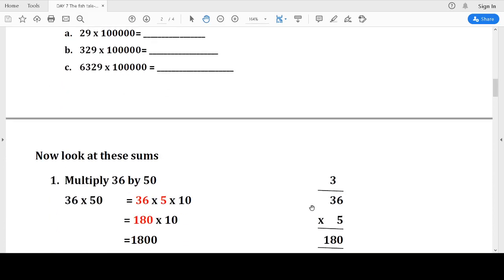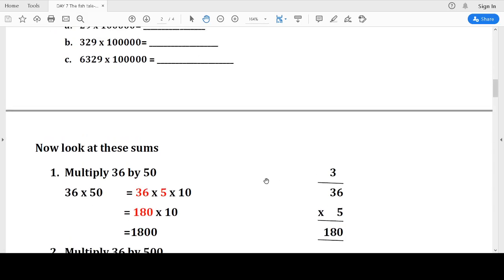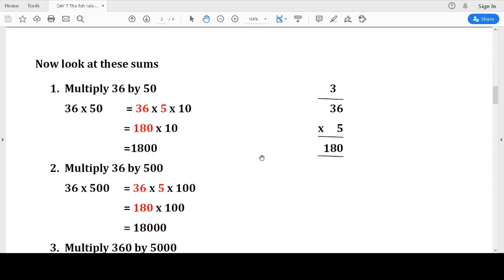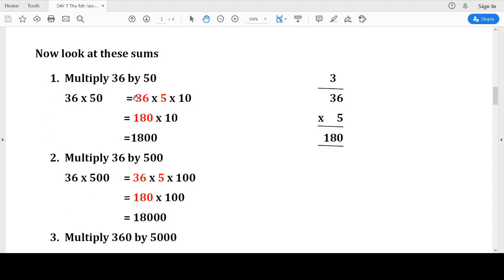Similarly, you can proceed and multiply by 10,000 and find the answers for yourself. Now let us look at these sums. Multiplying a number by a multiple of 10. Suppose we want to multiply a number by a multiple of 10. Here 50 is a multiple of 10. So 36 into 50, if I have to do it, what I will be doing is I will multiply 36 by 5, and 50 is nothing but 5 tens. So I can write 5 into 10.